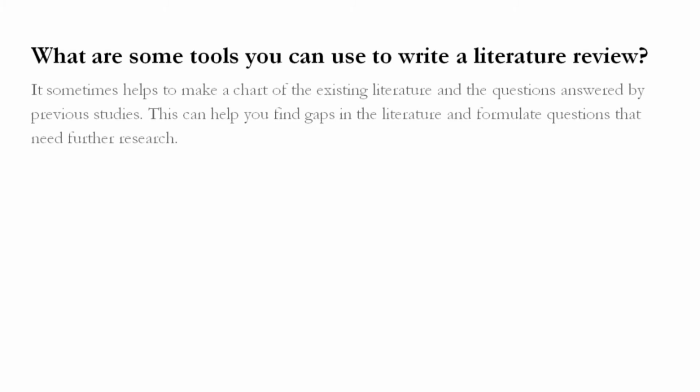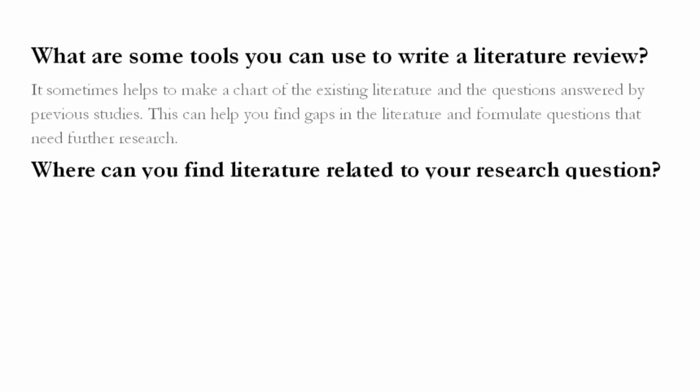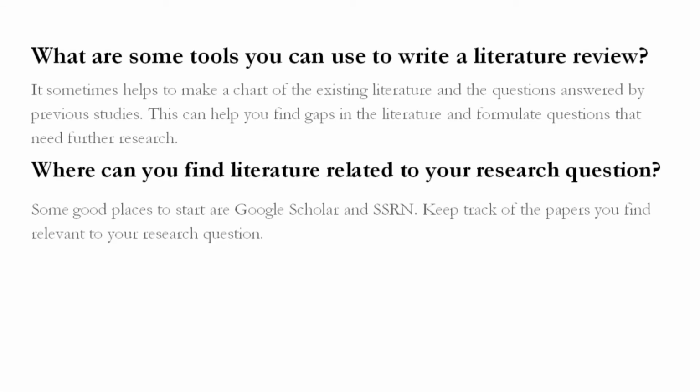So as you guys saw, I actually did exactly that, right? I created a chart of the existing literature. Okay, where can you find literature related to your research question? Some good places to start are Google Scholar and SSRN. And keep track of the papers you find relevant to your research question in a bibliography.